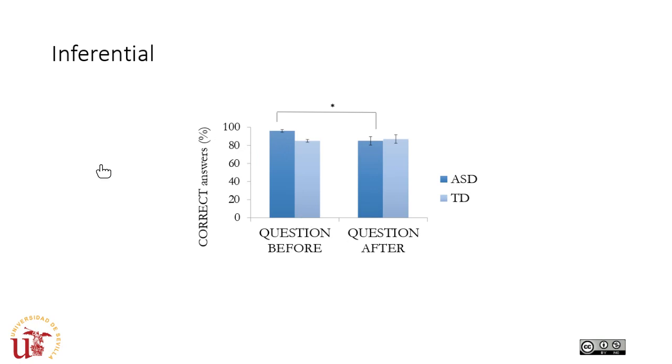However, in the inferential questions, we did notice that there were no differences in the typically developing group, but when the children with autism looked at the question first, they answered correctly more often than if they looked at the question after.